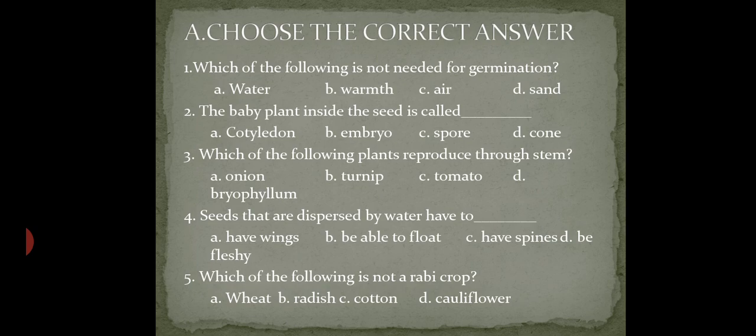Second one: the baby plant inside the seed is called dash. The answer is embryo. Third one: which of the following plants reproduce through the stem?